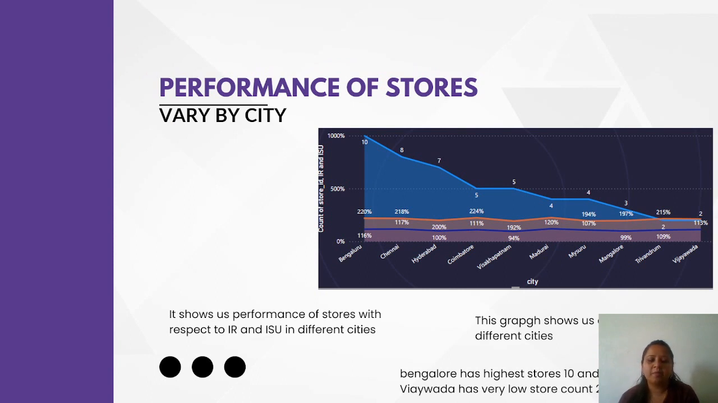As you see, Bangalore has the highest number of stores, that is 10, and Vijayawada and Trivandrum have the lowest, that is 2. Then this graph shows the counts of stores in different cities and also the performance of stores with respect to IR and ISU in different cities.